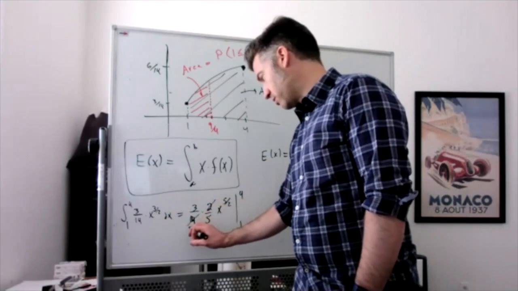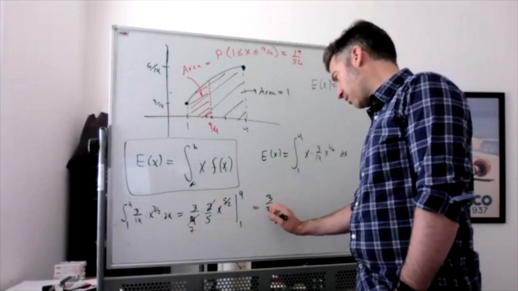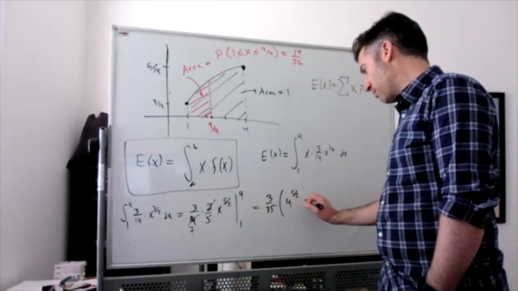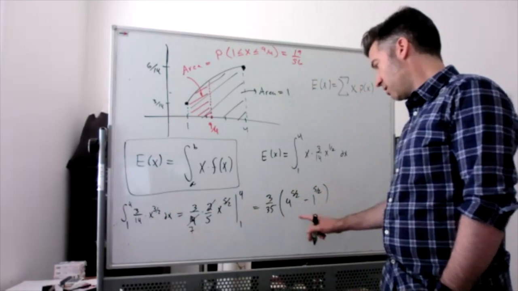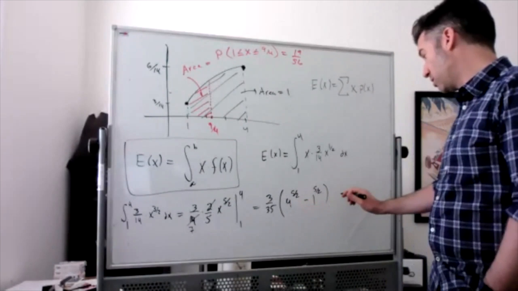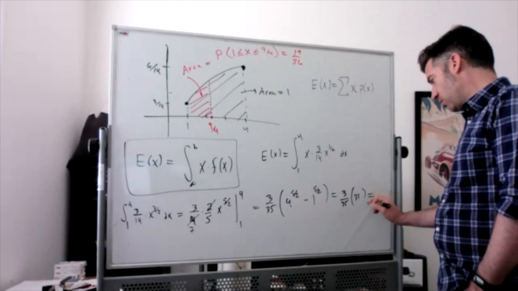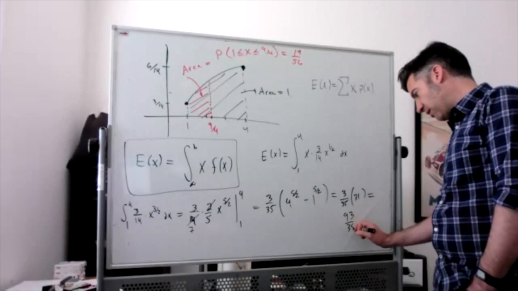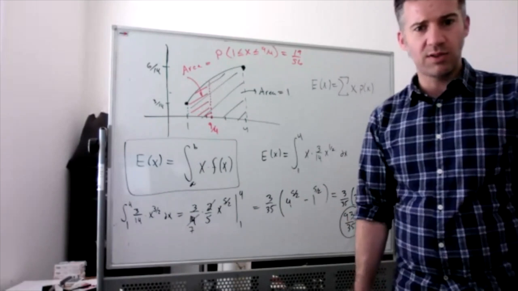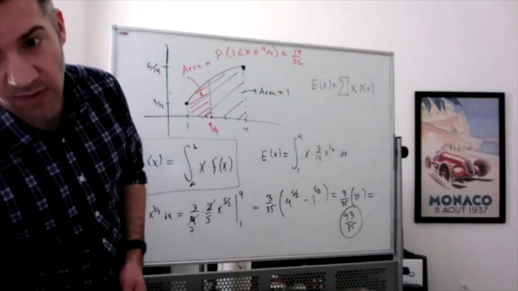A 2 and a 4 canceling gives you a 7. So you get 3 over 7 times 5, so that's going to be 3 over 35 times 4 to the 5/2 minus 1 to the 5/2. 4 to the 5/2 is 2 to the 5th, which is 32. 32 minus 1, so you get 3/35 times 31, which is 93/35. So the expected value is pretty close to 3. It's a little under 3, because 105/35 would be 3.